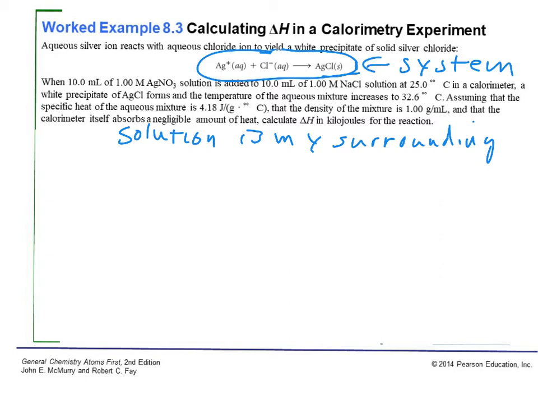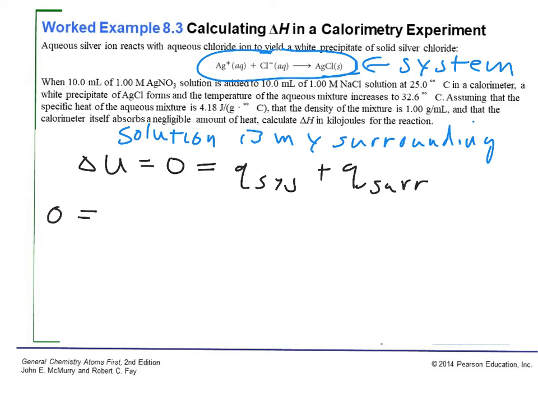Okay, so that means that since the change in the energy of the universe is equal to 0, then the heat flow of my system plus the heat flow of my surroundings is equal to 0. So that means that the heat released from my reaction plus the heat absorbed by my solution has to be equal to 0.